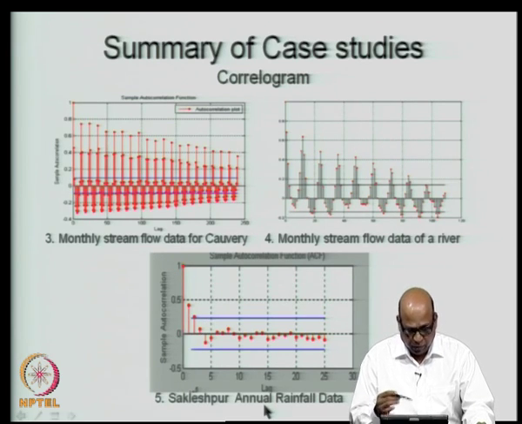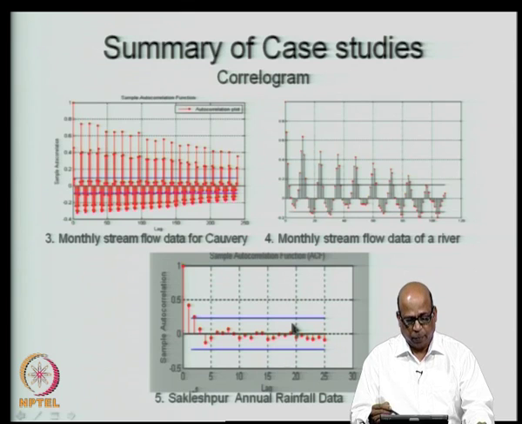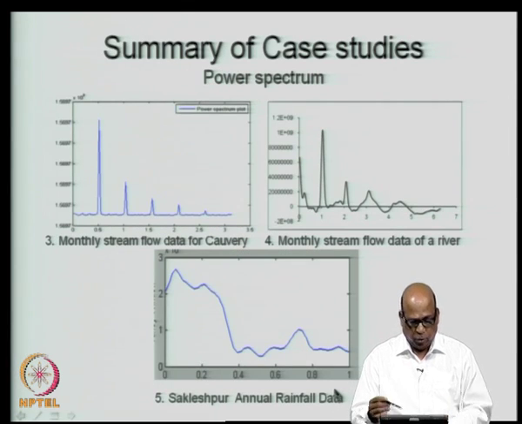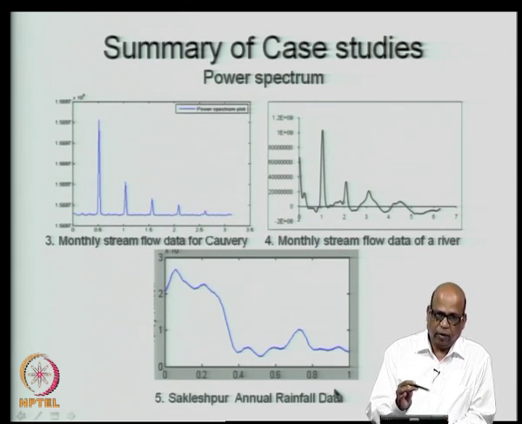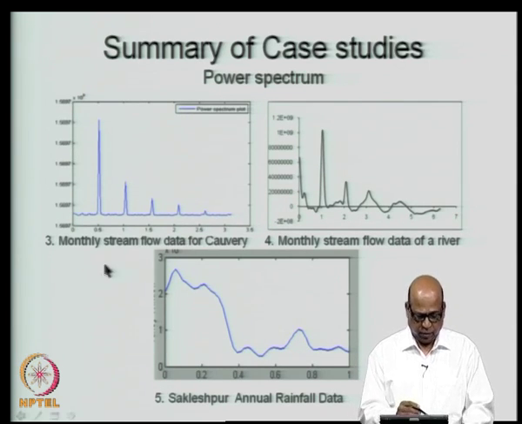So, the rainfall typically behaves much differently compared to the monthly stream flows. This is what we observe from here. Then we look at the power spectrum. Power spectrum essentially confirms our suspicion that there are periodicities present in the monthly stream flow data.